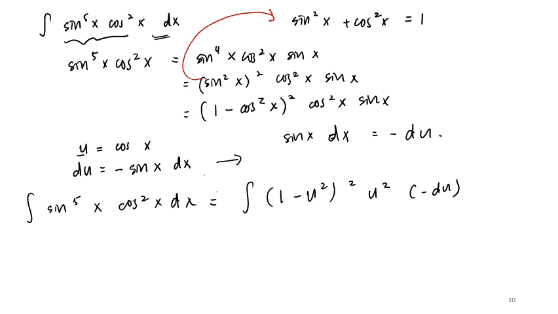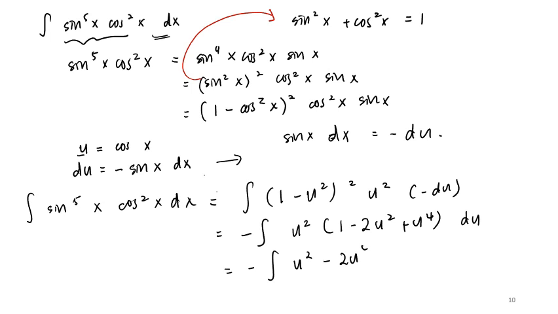Then from here you can integrate it much more easily. So you put the minus out here. Then you have u squared, and inside here you just expand the inside term, du. So expand everything. Then from here you can easily integrate the terms.